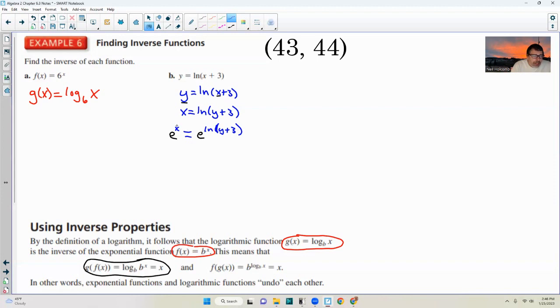If your bases are the same, your exponents have to be equal, and that's what we had originally. Well, e to a natural log of anything cancels, and that just leaves me with y plus 3. So now e to the x equals y plus 3. Remember, all we're trying to do is get y by itself. So now I'm going to subtract 3 from both sides, and I'm going to get e to the power of x minus 3 equals y.